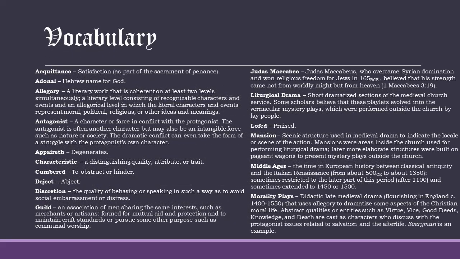We're going to review our vocabulary. If you reference your worksheet that you received last class, acquittance means satisfaction, as part of the sacrament of penance in the play Everyman. Adonai is the Hebrew name for God. Allegory is a literary work that is coherent on at least two levels simultaneously: a literary level consisting of recognizable characters and events, and an allegorical level in which the literal characters and events represent moral, political, religious, or other ideas and meanings.